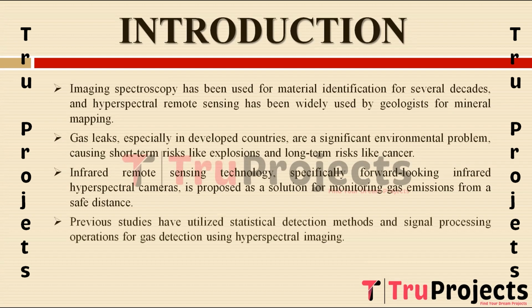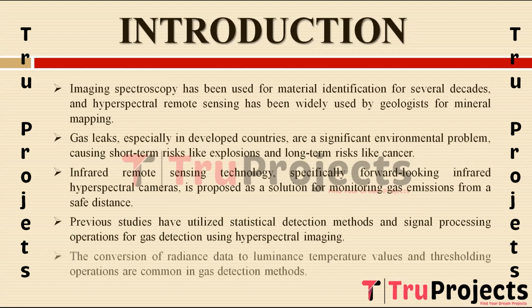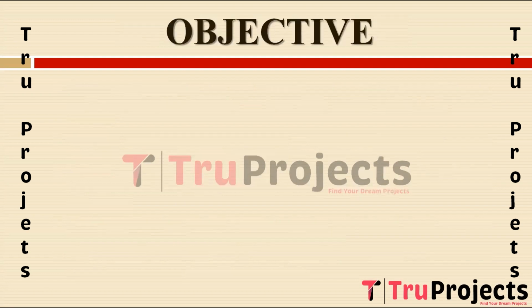Previous studies in the field have employed statistical detection methods and signal processing operations for gas detection using hyperspectral imaging. These methods involve analyzing the spectral data to identify the presence of specific gases. In gas detection methods, it's common to convert radiance data to luminance temperature values. This conversion, coupled with thresholding operations, helps in the detection of gas emissions in the hyperspectral images. Thresholding involves setting specific criteria to identify the presence of gases based on temperature values.